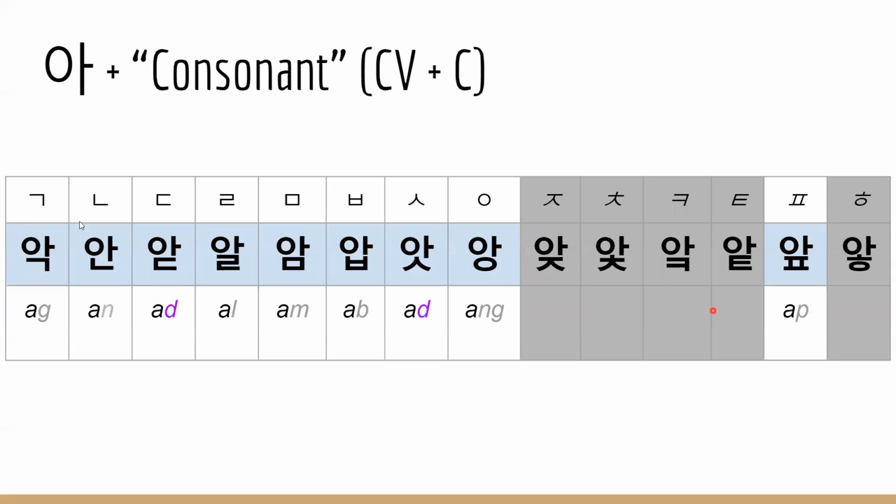2 weeks ago, we learned these letters in the CVC form. They were combined with a, the CV part, and another consonant. The letters were a, 아, an, 안, at, 앗, ar, 알, am, 암, up, 압, at, 앗, ang, 앙, and up, 압.